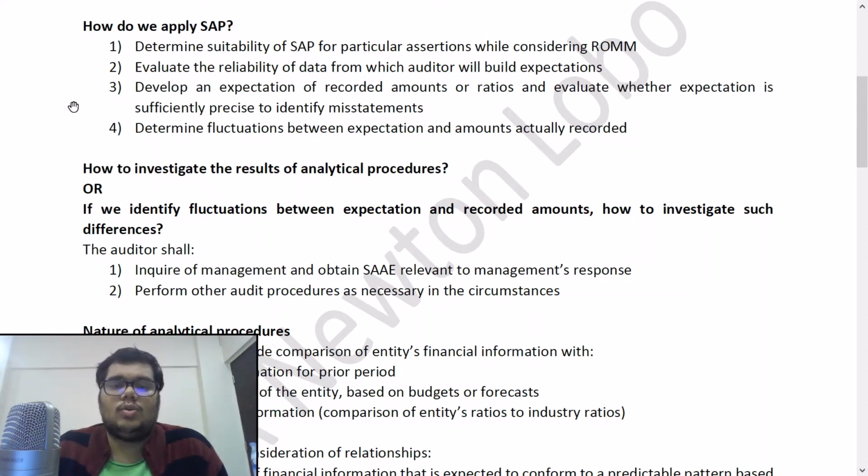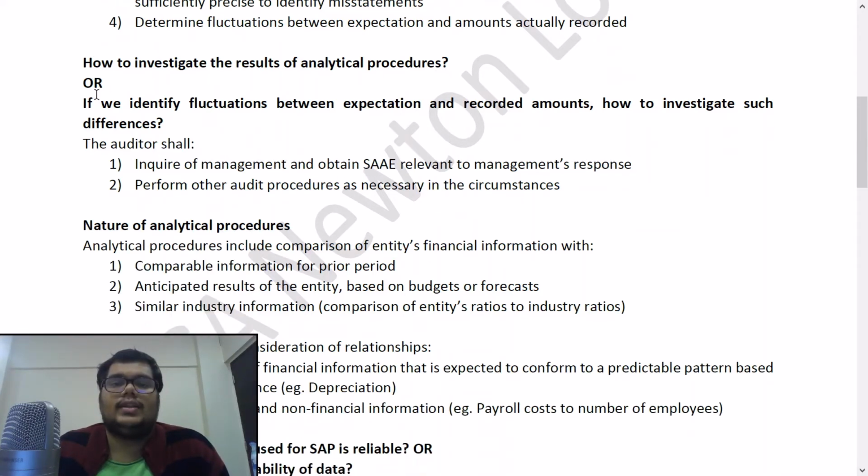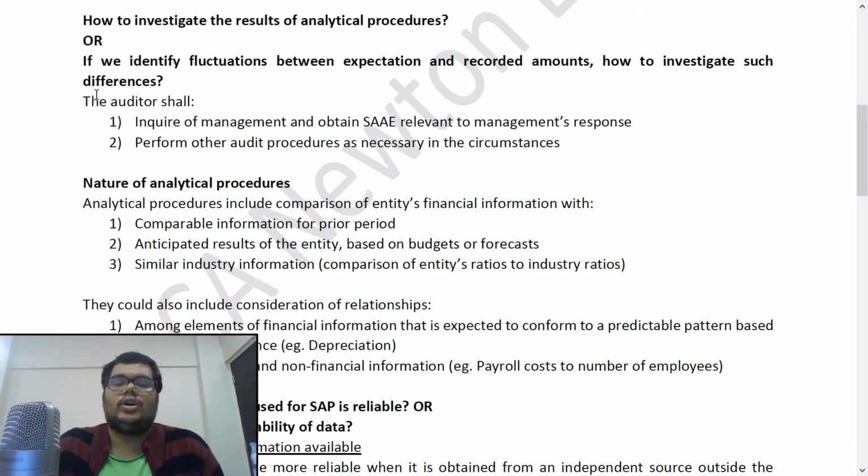Fourth is determine the fluctuations between the expectation and amounts actually recorded. So, like I said, between the expectation that you have drawn up for this year and the amounts that are actually recorded, try to determine why there are fluctuations and what is the reason for such fluctuations. So the first is determine the suitability of SAP for certain assertions when you are doing your ROM assessment. Second is evaluating the reliability of the source of data from where you are going to build your expectations. Third is develop expectations from the data that you have received. And fourth is determine why there are fluctuations between the expectations and amounts actually recorded.